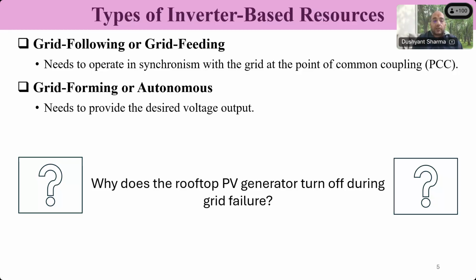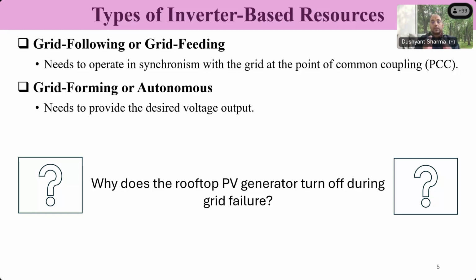You are working autonomously. For example, let's say you are working in rural electrification and you have to electrify a village where there is no grid available. So the inverter itself has to produce the desired voltage. That becomes a grid forming inverter. Here it is a voltage controlled or a voltage source.